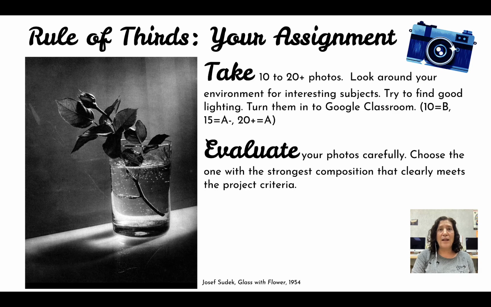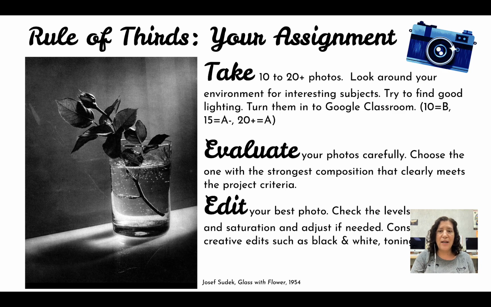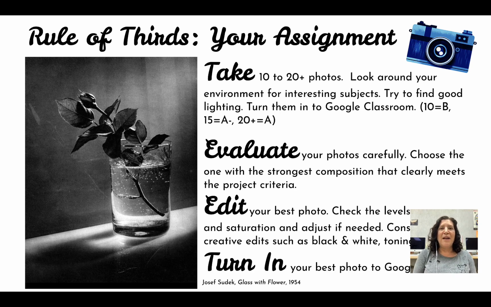You're going to look at your photographs carefully. Look at where you got the rule of thirds just right on, maybe some where you didn't quite, and notice the difference. Notice which ones are the best, and you might find that the rule of thirds ones are your best. You'll choose one with the strongest composition that clearly meets the photo criteria, meaning that it follows the rule of thirds, and you'll adjust it to look its best. You could even turn it black and white or other things, but at the very minimum, check levels and exposure and so on. And then you'll turn in that best photo into Google Classroom. All right, that is your newest assignment.